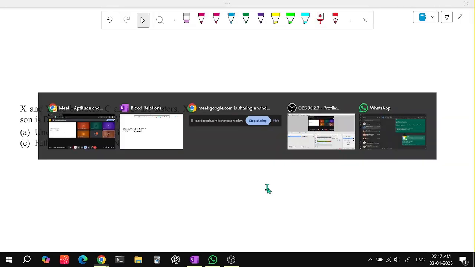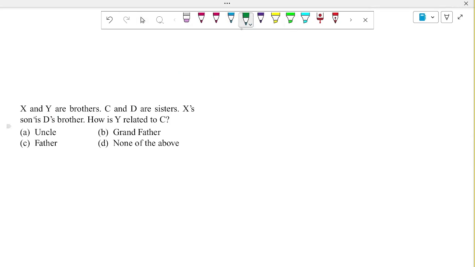I'll draw a bit. You see, X and Y are brothers. How will you draw it? Plus X, plus Y. They both are brothers, so you will have this. Then next, C and D are sisters. If C and D are sisters, how will you draw it? You can draw anywhere. Minus C and then minus D. They both are sisters. Then X's son is D's brother.